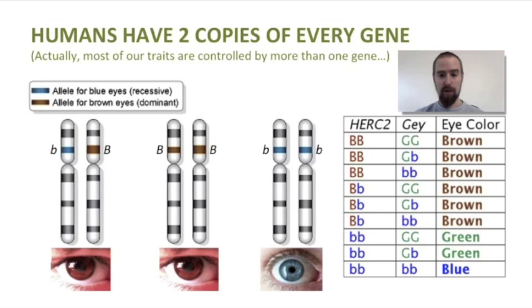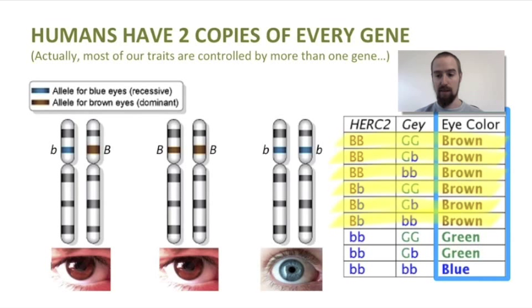Most of our traits are determined by several genes, not just one. Eye color, for example, is determined by at least two genes. One of these genes, the HERK2 gene, has two alleles, brown and blue, and brown is dominant over blue. The other gene, the G gene, also has two alleles, green and blue, and green is dominant over blue. This chart shows us which combinations result in brown, green, or blue-eyed phenotypes. As you can see, more combinations result in the brown phenotype than any other color, but both the HERK2 gene and the G gene influence the phenotype of the individual.